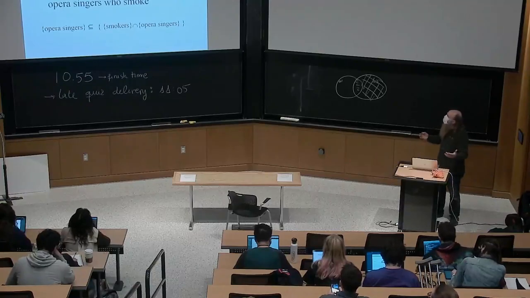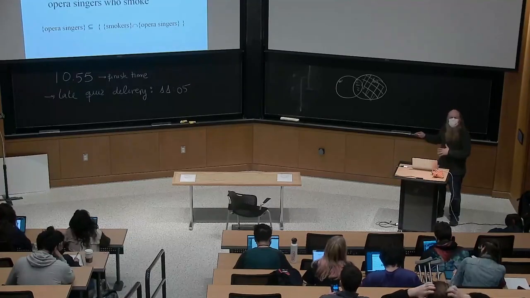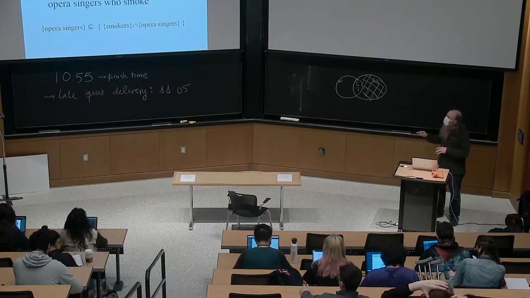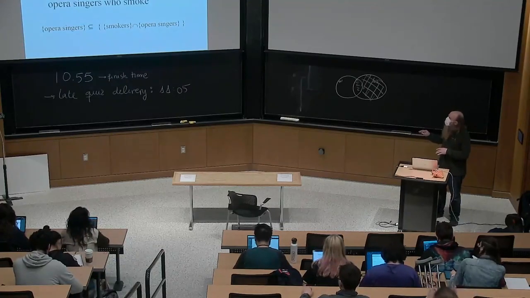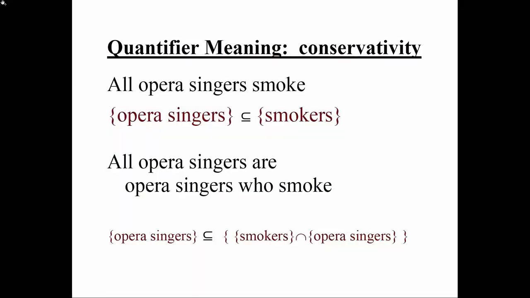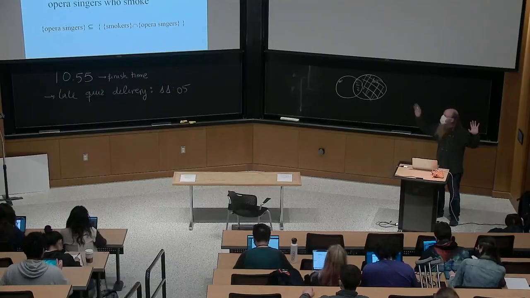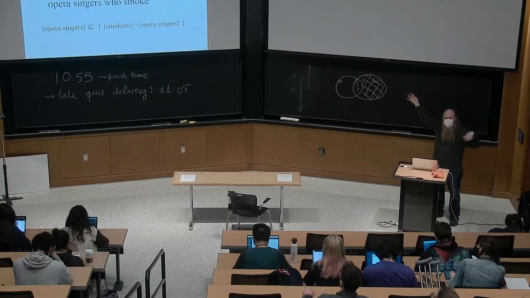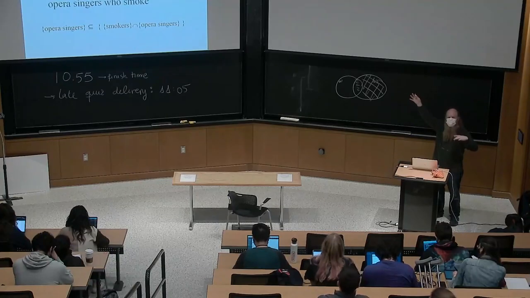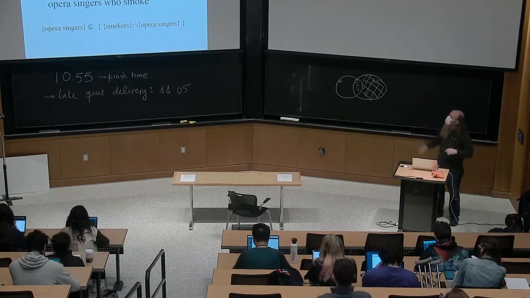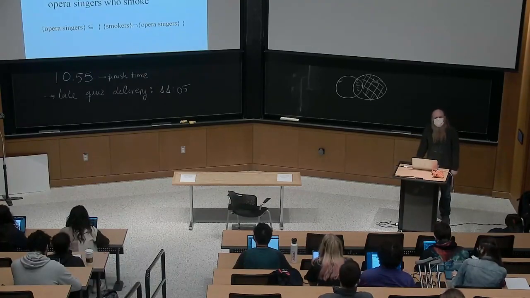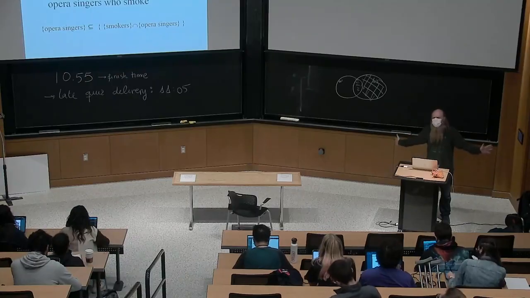We don't care about smokers who are not opera singers when we are thinking about the meaning of all opera singers smoke. So if I tell you all opera singers smoke and you begin to talk to me about someone who smokes and is not an opera singer, it may be fun to talk about that, but it's not relevant to the truth of my claim. The truth of my claim is only about the set of opera singers and the set of smoking opera singers. It says that the set of opera singers is completely contained in the set of smoking opera singers. Does that make sense? So if I say all opera singers smoke, and you tell me, oh no, Arnold Schwarzenegger smokes and he's not an opera singer, you haven't contradicted me. It doesn't matter.